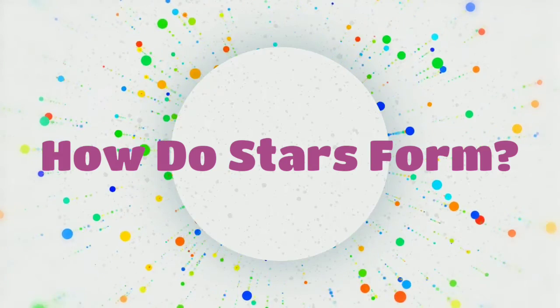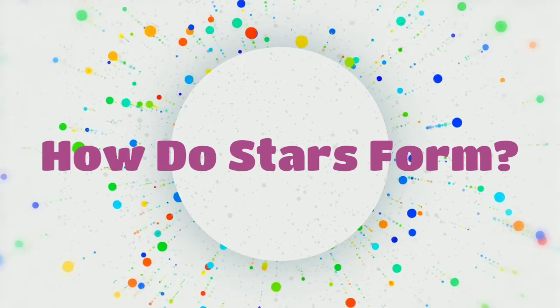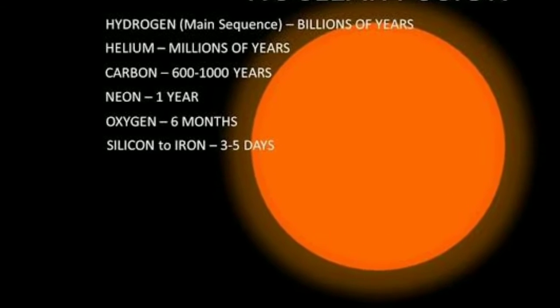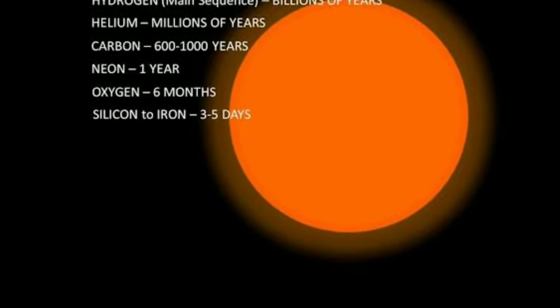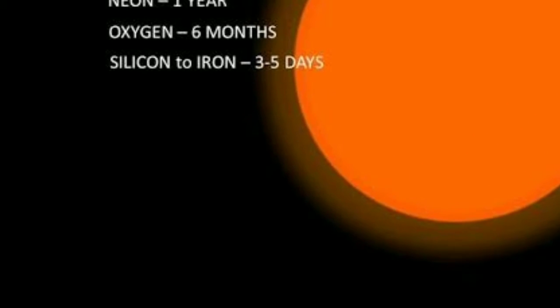How do stars form? Abstract. In this article we explain the process of star formation for regular sun-like stars. Stars form from an accumulation of gas and dust, which collapses due to gravity and starts to form stars.